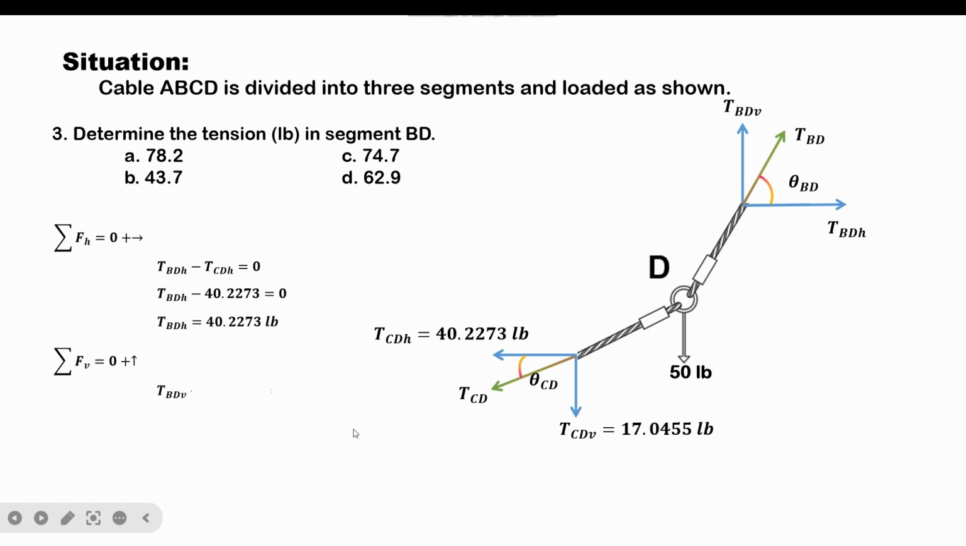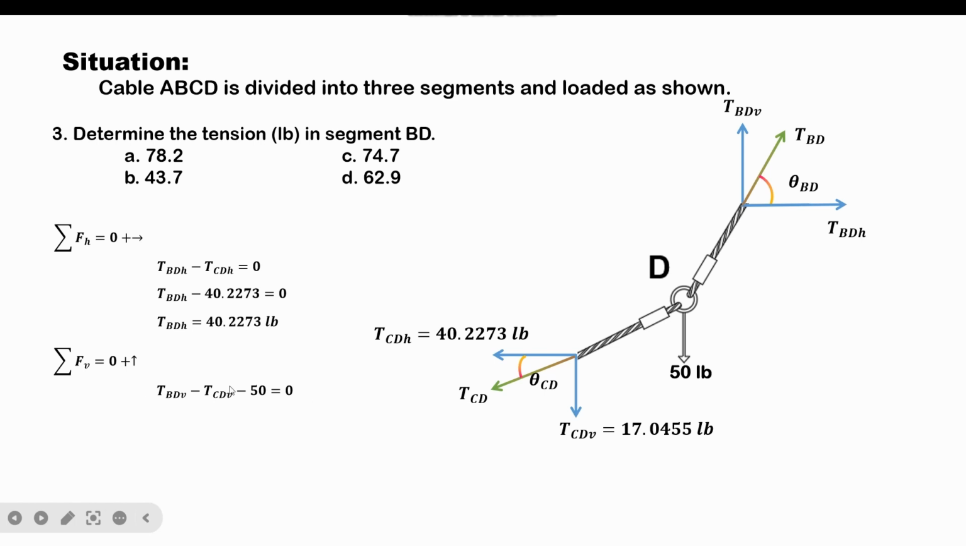So we have here negative TCDV. And if we were to look at joint D again, there is another force that will be involved in the equation, and that is the external force, which is the 50 pound. This force is acting downwards. That's why we will have here minus 50 equal to 0.